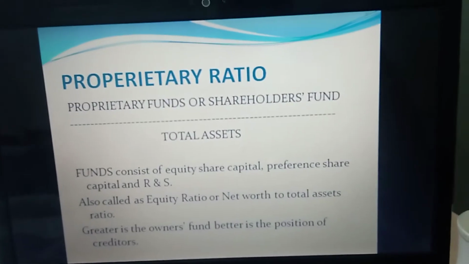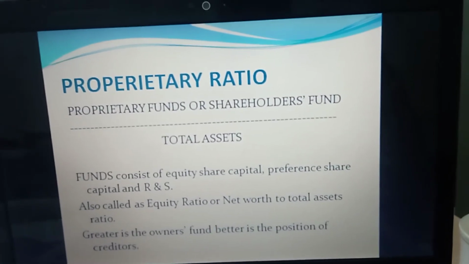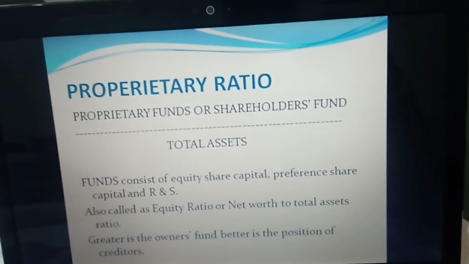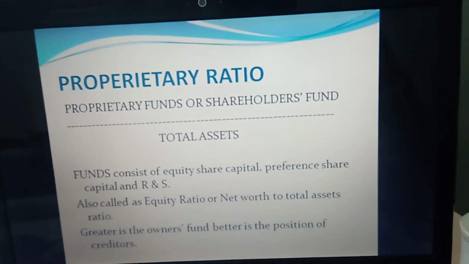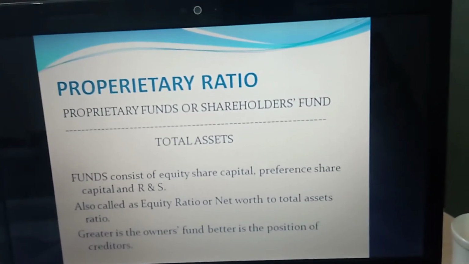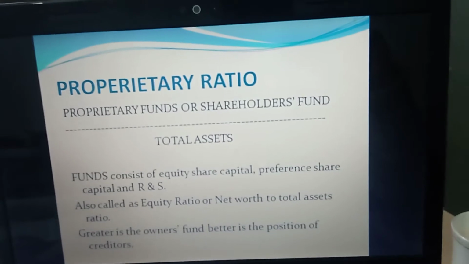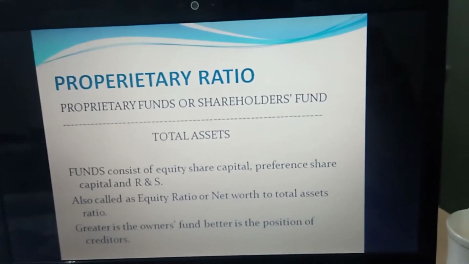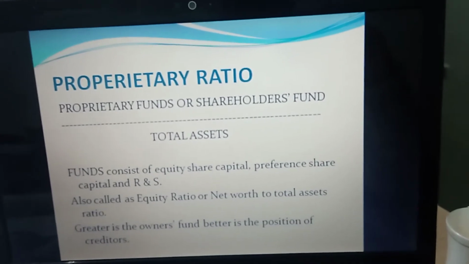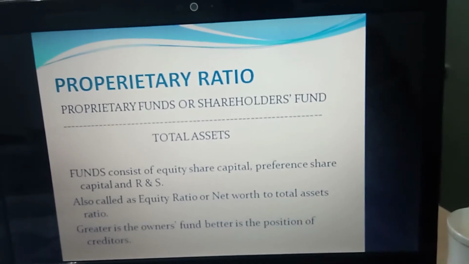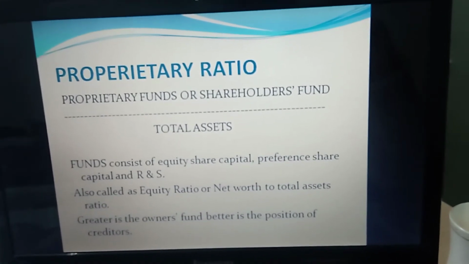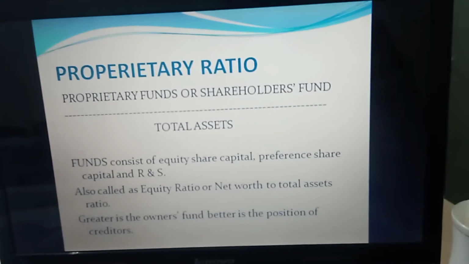There are certain important ratios, of which one is the proprietary ratio, which is part of the leverage ratio or the capital structure ratio. The formula is proprietors' funds or shareholders' funds divided by total assets. Now, what do we understand by funds? Funds consist of equity share capital, preference share capital as well as reserves and surplus. It is also called the equity ratio or net worth to total assets ratio.